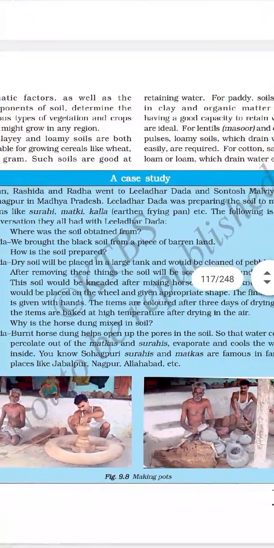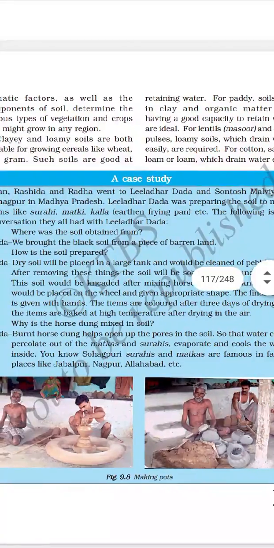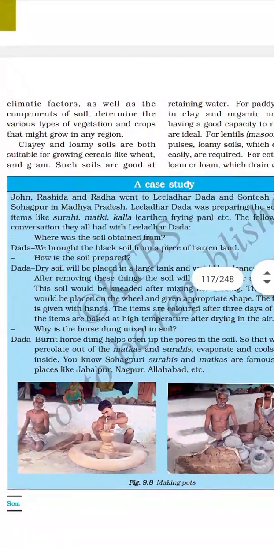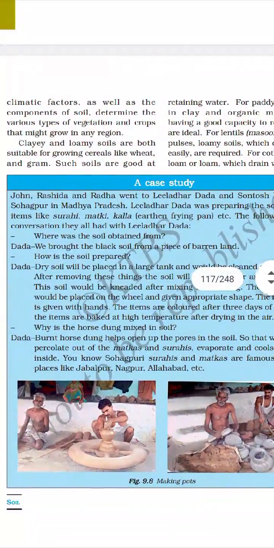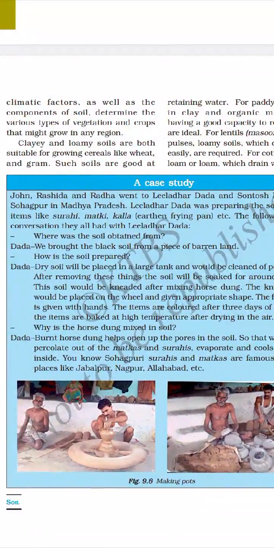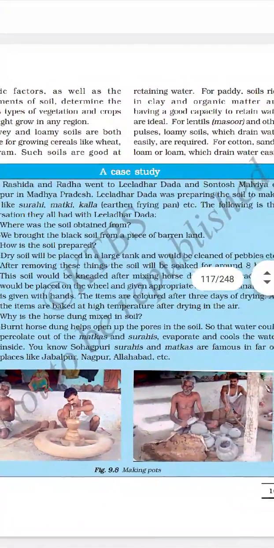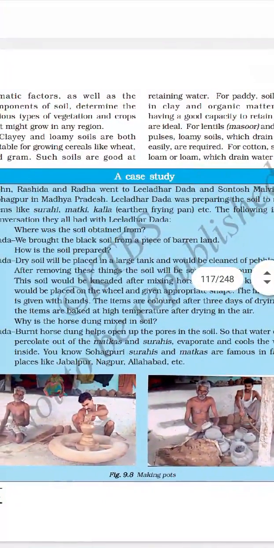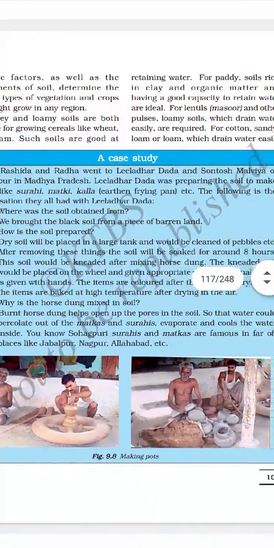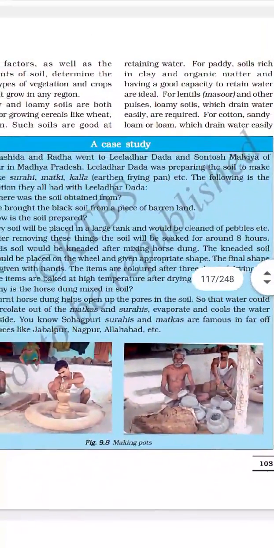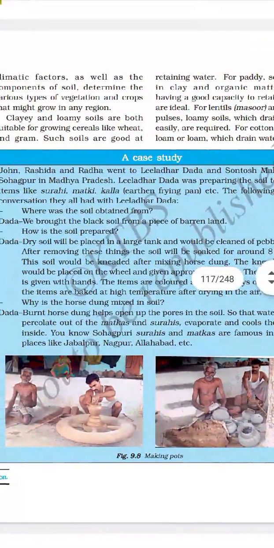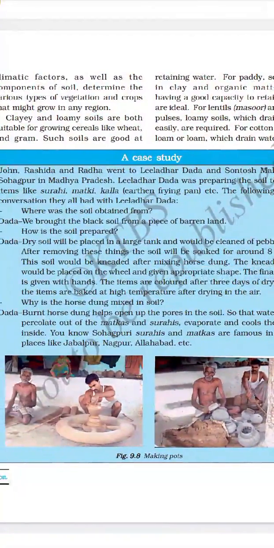Dada, we brought back black soil from a piece of barren land. How is the soil prepared? Dry soil is placed in a large tank and cleaned of pebbles. After removing these, the soil is soaked for around 8 hours. This soil is kneaded after mixing horse dung.